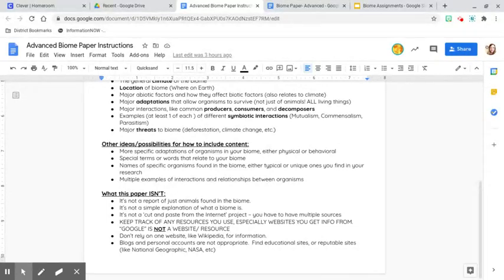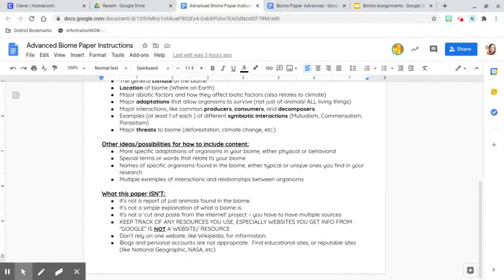Okay. What this paper isn't. It is not a report of just animals found in your biome. It is not a simple explanation of your biome. And it is definitely not a cut and paste from the internet. Okay? You have to have multiple resources.